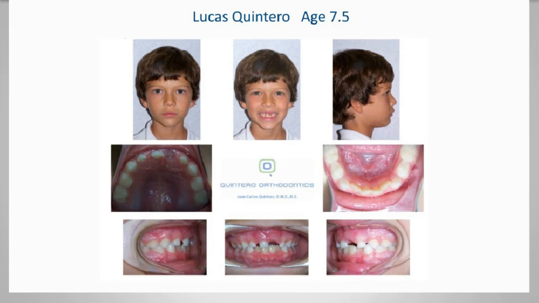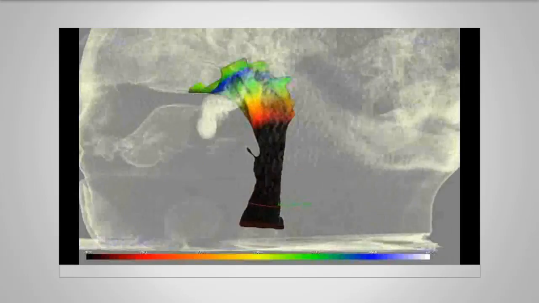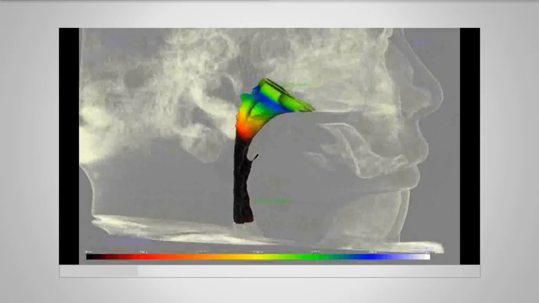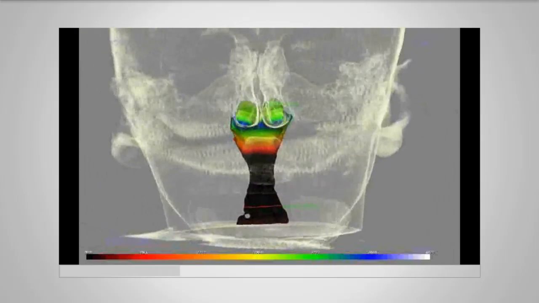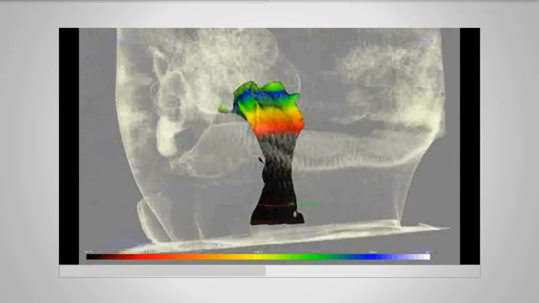And boy, am I glad I did, because look at his scan at age 7. Look at his airway. Very small. Consistent with what granddad, dad, and brother had. We all have small airways. So I did not hesitate a minute to take a scan on him and put him in an expander.